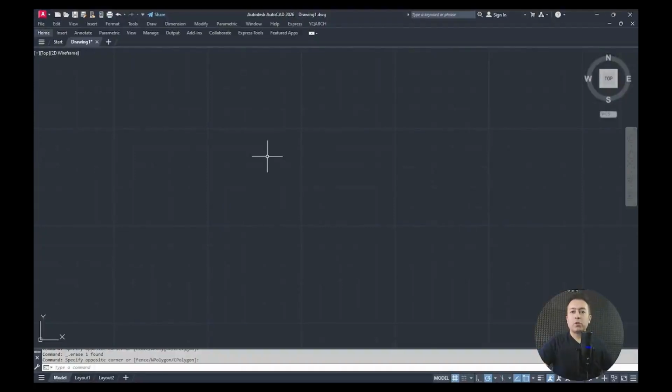In previous videos, we talked about drawing commands in AutoCAD. In this video, we're going to talk about the unit setting command.